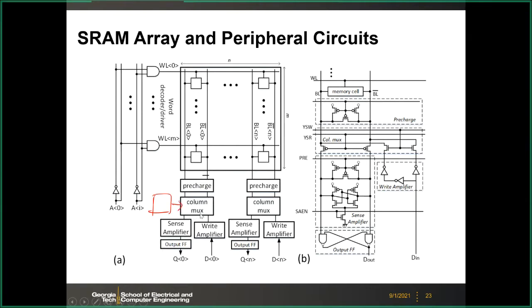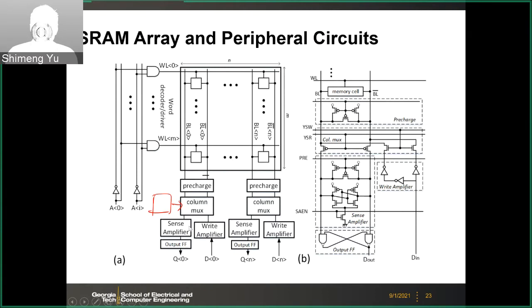And then after the column muxes, you will choose either the sense amplifier for the read, or the write amplifier for the write. And then the output of the sense amplifier will be latched in a flip-flop. And then you have the external data bus.